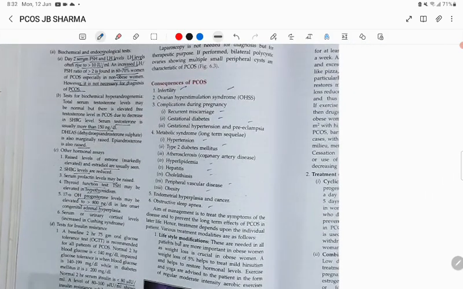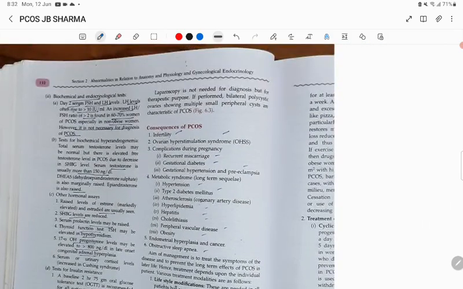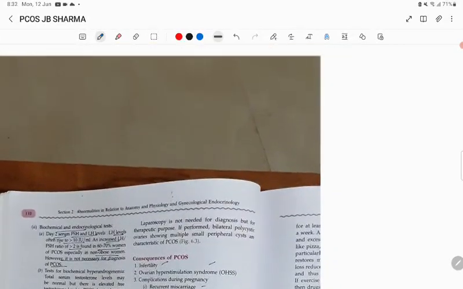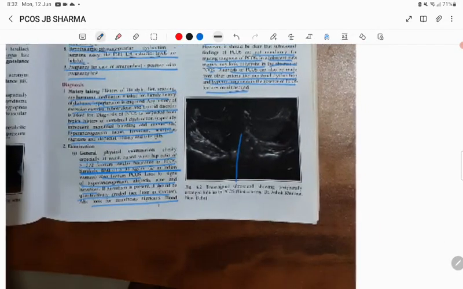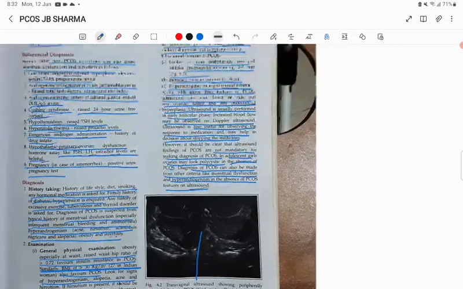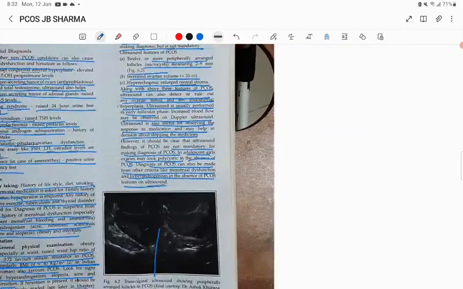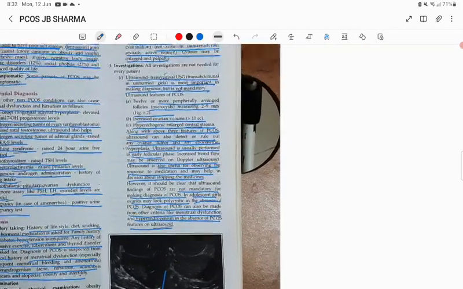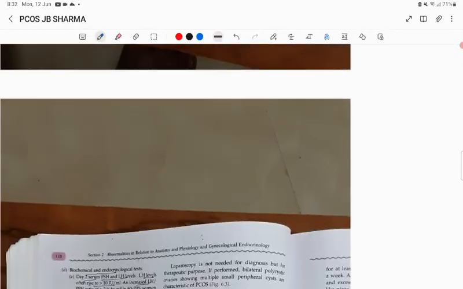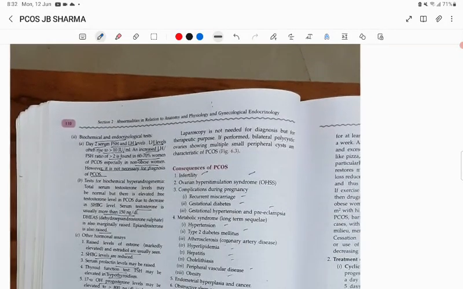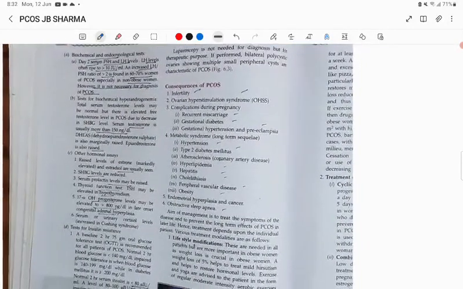Then another biochemical, you can go for clinical examination. First things you do a history taking, clinical general physical examination, then investigations. First investigation is ultrasound examination. Second is biochemical and endocrinological tests.